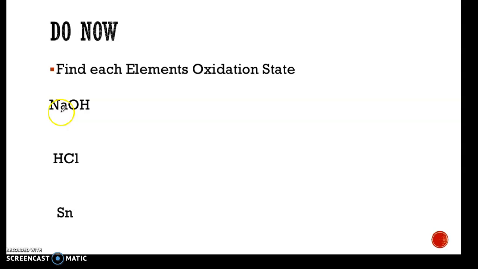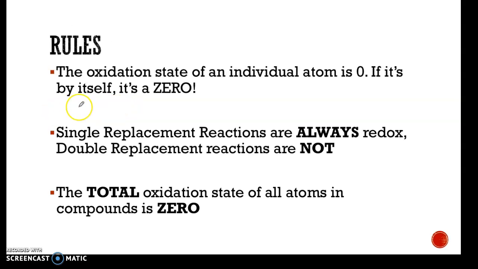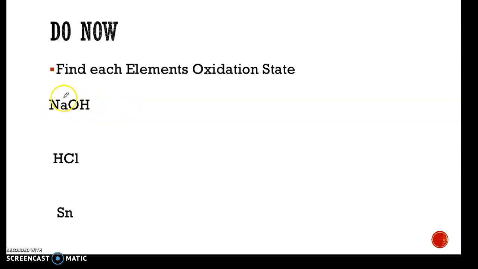So let's find the oxidation state of NaOH. First of all, it's in a compound, so that means the overall oxidation state needs to be zero. So I'm going to do Na, O, and then H, right? And I'm going to find out how much of each element that I have. I have one Na, I have one O, and I have one H.